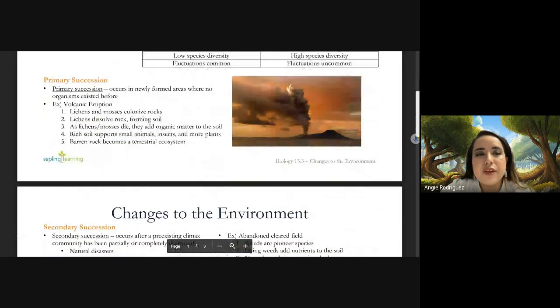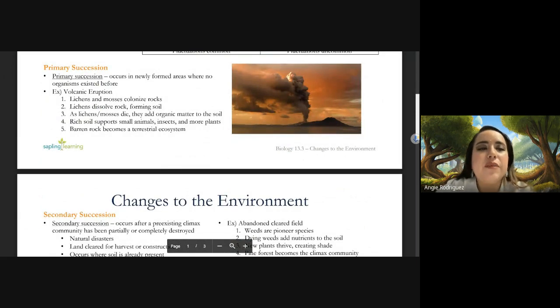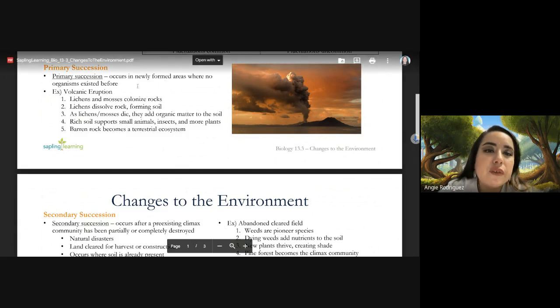So going into primary succession, remember, guys, your primary succession usually happens because of a volcanic eruption, or it could be a glacier that has wiped out a community. So this occurs in a newly formed area where no organisms existed before. Why? Because a volcano wiped it out, or a glacier wiped it out. So remember, guys, with primary succession, you're not going to be left with any soil. And we need soil to start up life, to start up my plant growth.